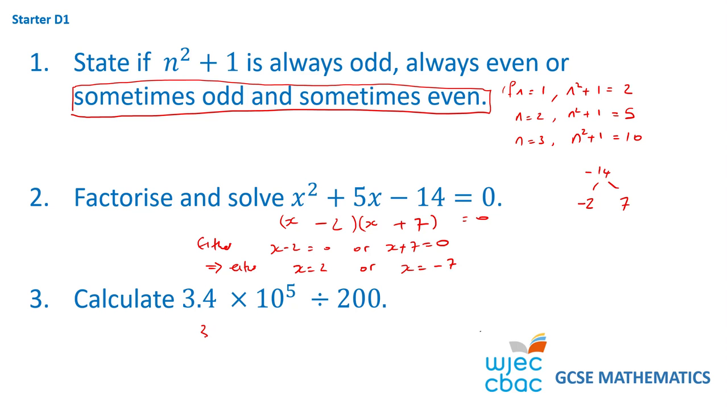So you get 3.4 times 10 to the power of 5 divided by 2 times 10 squared. Do the numbers first, so 3.4 divided by 2 is 1.7 times 10 to the power of, because it's divided we take away, 5 take away 2, which gives me 3. Hopefully you got all 3 right. RAG rate it, and then we move on.